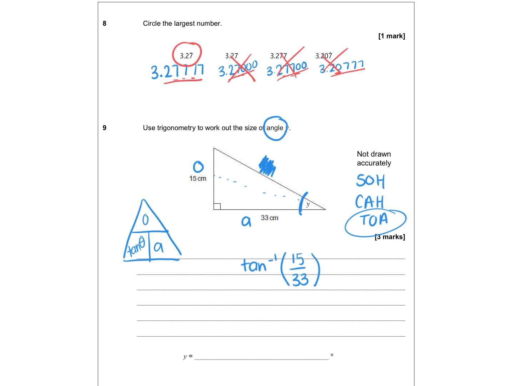Tan inverse of 15 over 33, and I get 24.4. There we go. That's done. A nice 3 marks for us.